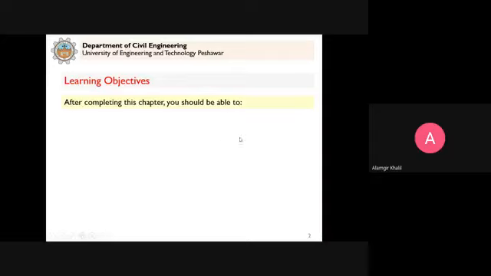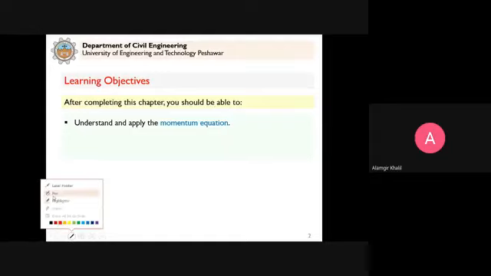Now, learning objectives for this chapter. After completing this chapter, you should be able to understand and apply the momentum equation. Up till now, we studied and extensively applied two important equations that you developed in your fluid mechanics 1, and we used extensively in solving fluid mechanics problems in this course, fluid mechanics 2.